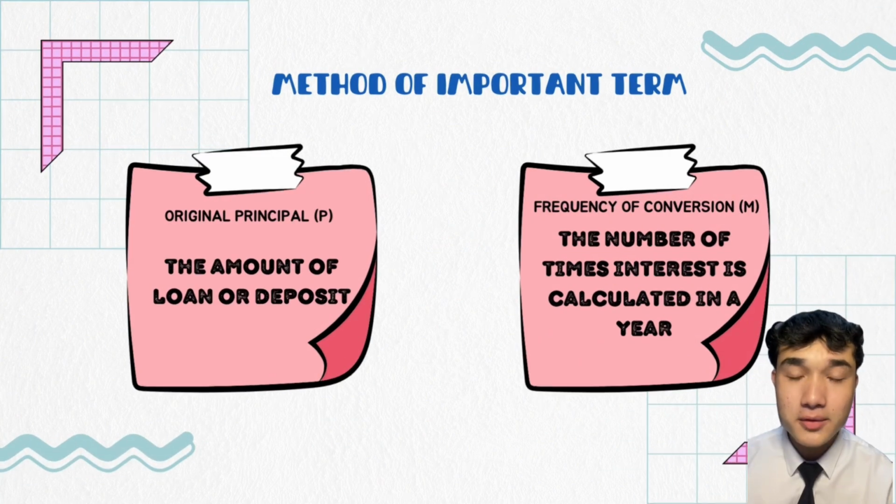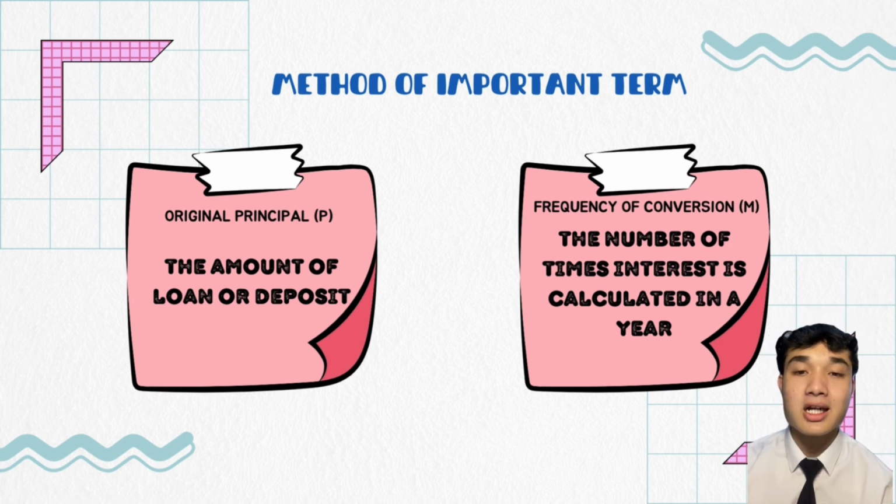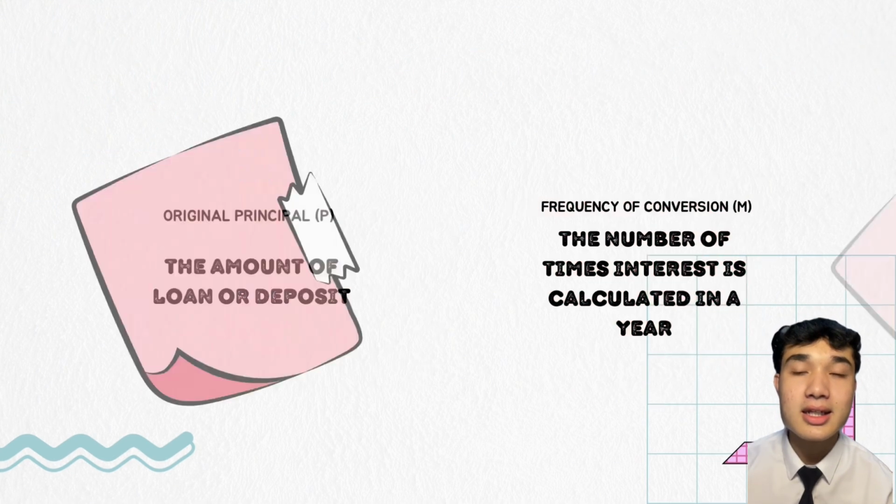This subtopic has two important terms. The first one is original principal, stand for P. Original principal is the amount of loan or deposit. And the second one is frequency of conversion, stand for M. Frequency of conversion is the number of times interest is calculated in a year.